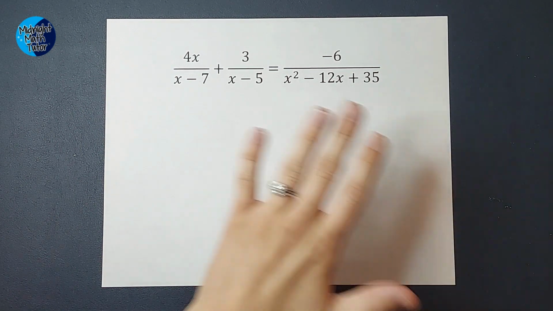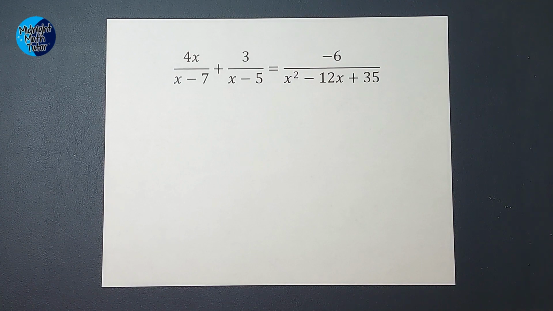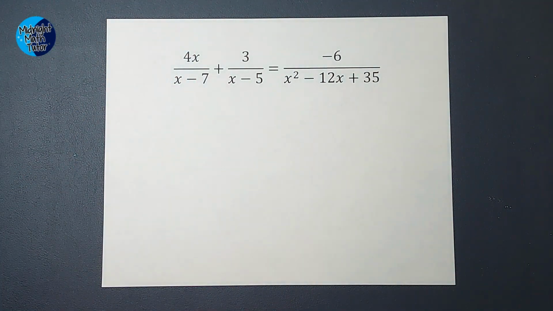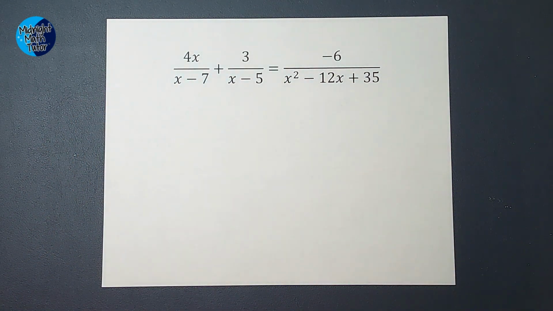Hey guys, I know this looks bad, all right? But guess what? We're gonna make it not look so bad, okay? So we are solving rational equations, right? I've got variables in the denominator. It's a little intimidating, but guess what? We're gonna work with it.